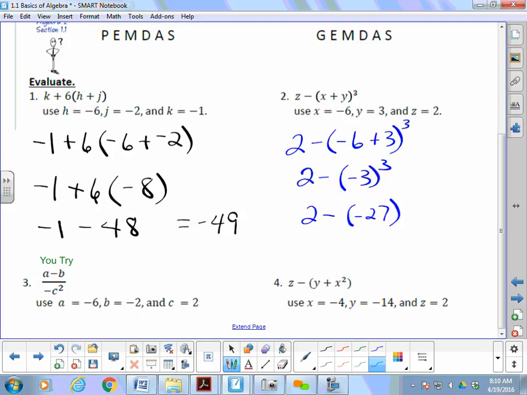Because if that power was even, it would make a difference here. All right, since it's odd, it doesn't. But if it was even, we'd end up with a positive number inside the parentheses still, not a negative number. Right? So we get, what's the opposite of negative 27? All right, so 2 plus 27 equals 29.